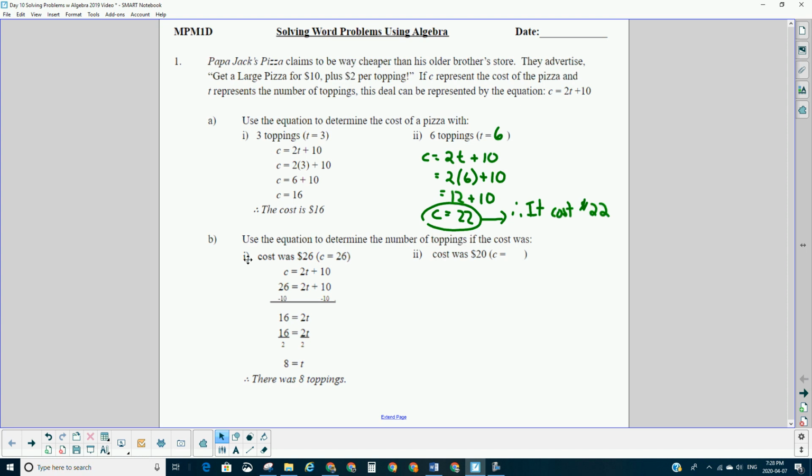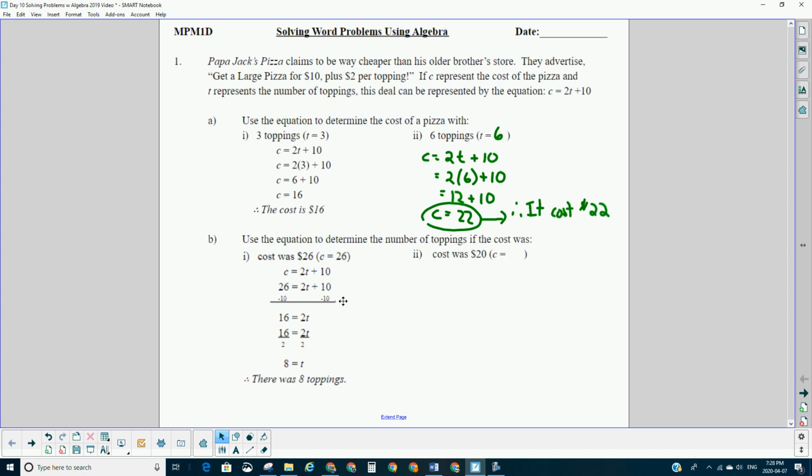The other I call the opposite question. So this one is, here are the number of toppings, figure out the cost. This one is, here's the cost, figure out the number of toppings. So I call it the inverse, or the opposite question. But we're still going to use this equation. So C equals 2T plus 10. But now if the cost is 26, we know the C part, the cost, is 26. So the C becomes 26 equals 2T plus 10.